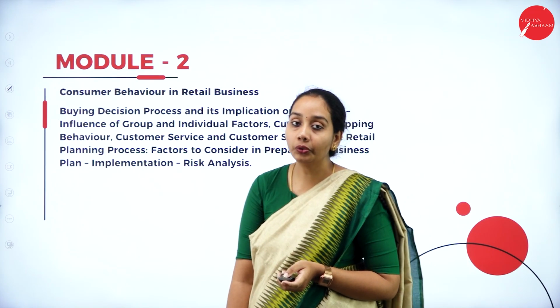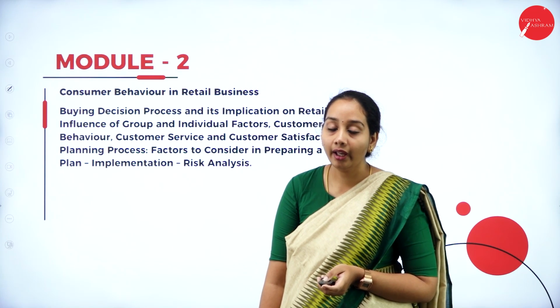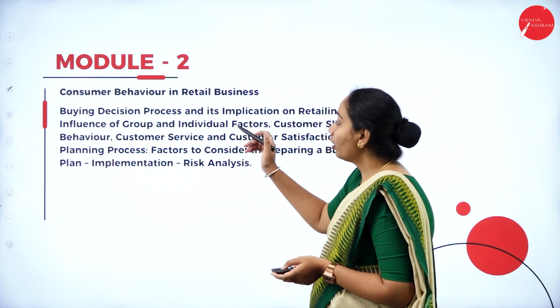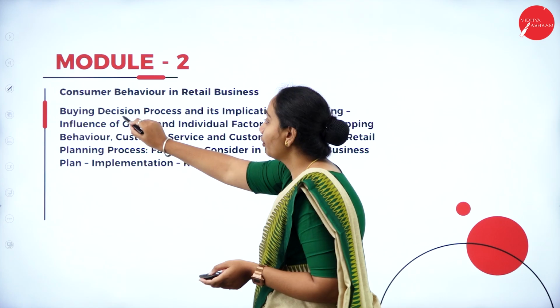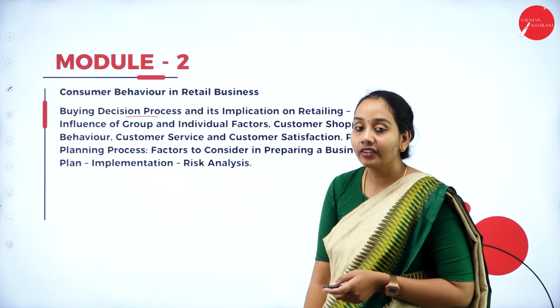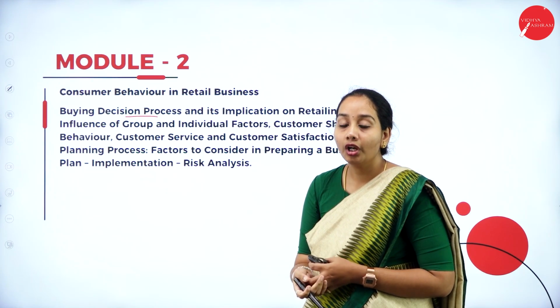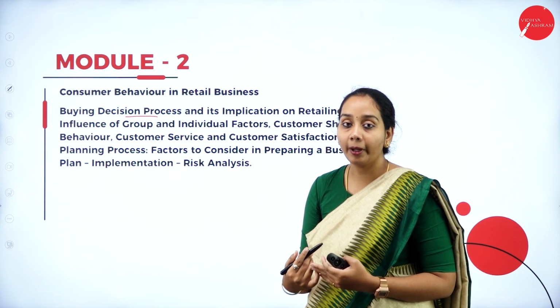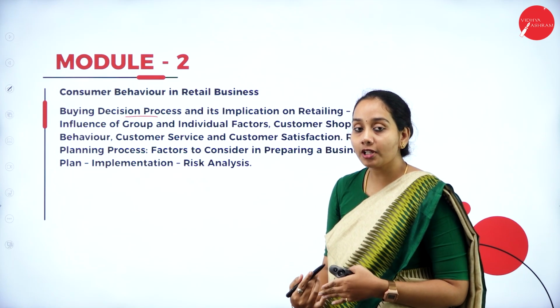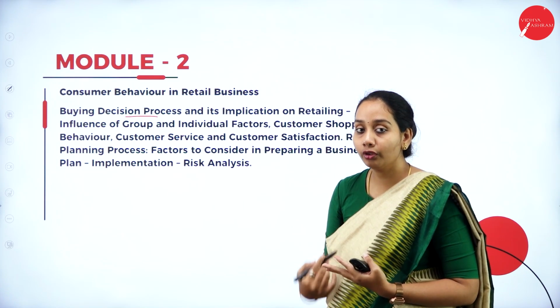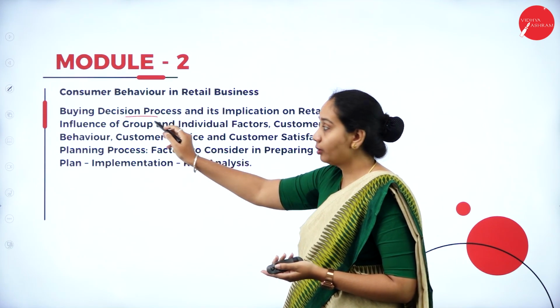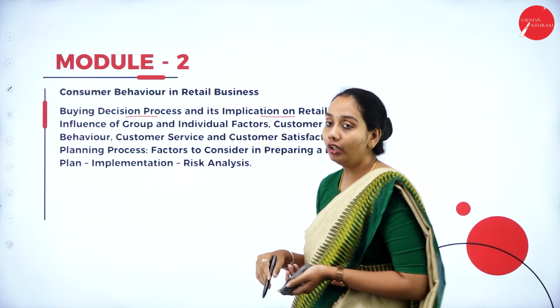Next, module 2 is about consumer behavior in the retail industry, or retail business. First under that you're going to learn about the process that each and every buyer goes through, that is a step-by-step process of buying decision. There are 5 steps. We are going to learn about what those 5 steps are under the buying decision process and its implication on retailing.